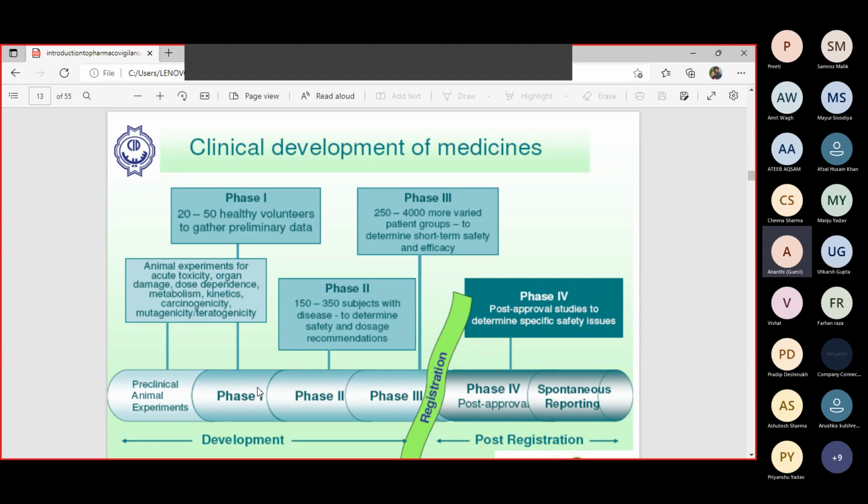And in phase 2, we use diseased patients, because in phase 2 we want to find out the efficacy of the drug. For that, you need diseased patients. We analyze how the drug works on a specific disease and find out the optimum dose. In phase 3, you're going to use around 3,000 or more participants. Here we see the different safety outcomes, because in phase 3 only you use a lot of comparators.